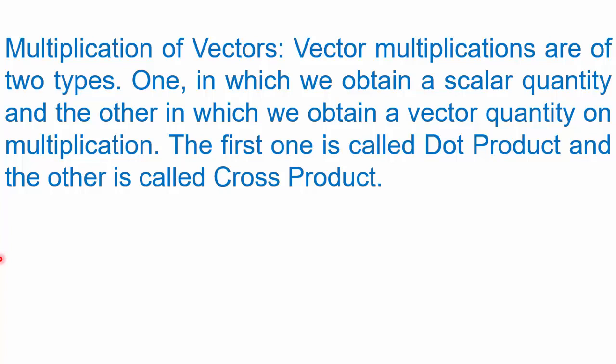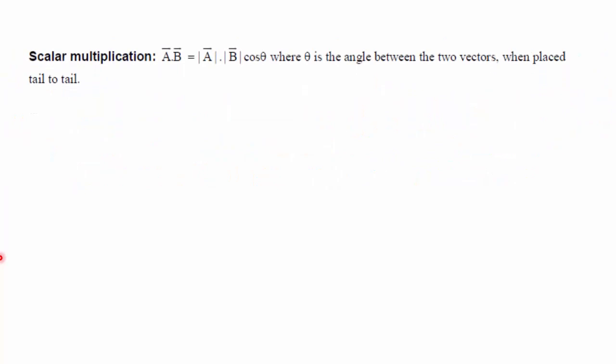That means multiplying two vectors can give you a scalar, or multiplying two vectors can give you a vector. The product of two vectors, if it gives you a scalar, then it is called a dot product, and if two vectors multiply and give you a vector quantity, then you say it's a cross product.